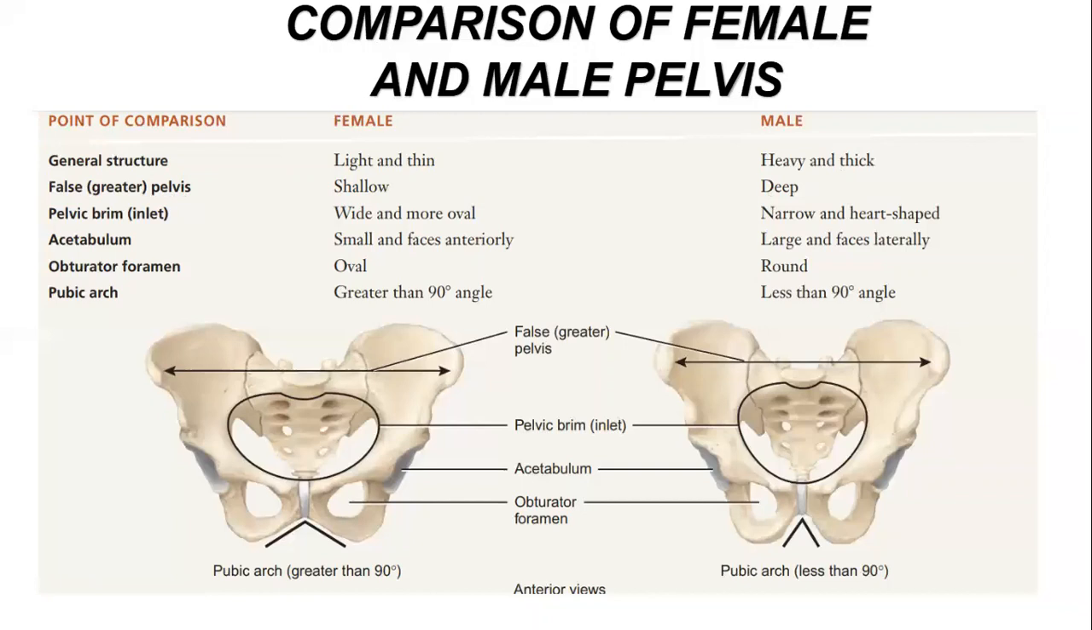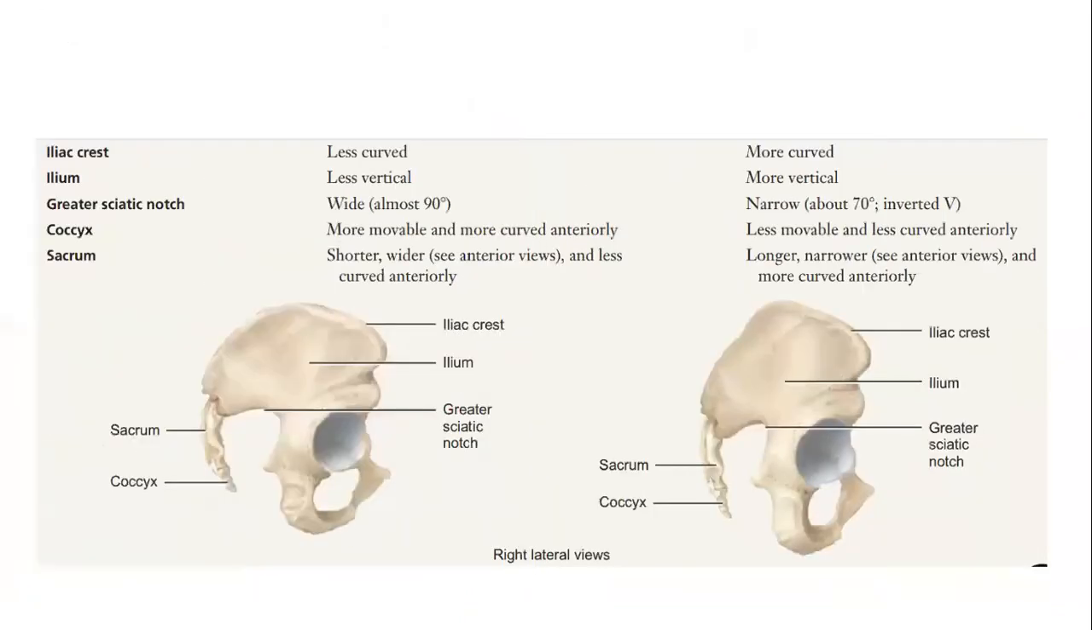Then the sacral promontory in female is small and faces anteriorly, while in male it is large and faces laterally. The obturator foramen is oval in female, while in male it is round. The pubic arc is greater than 90 degrees in angle in female, while in male it's less than 90 degrees. That's the pubic arc. Moving to the next, we have the iliac crest. In female it is less curved, while in male it is more curved.